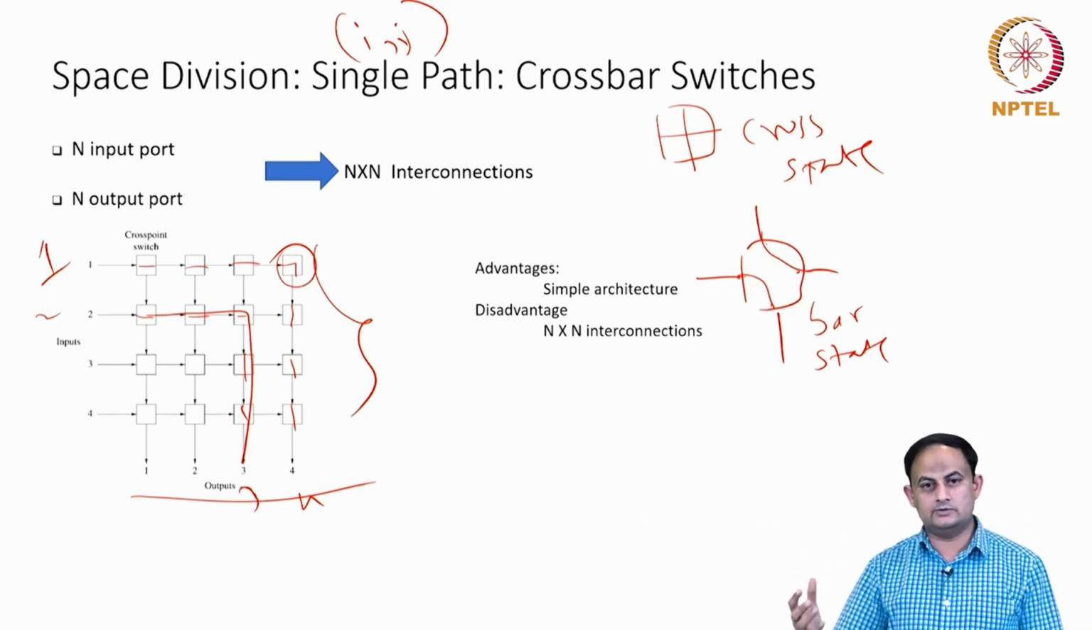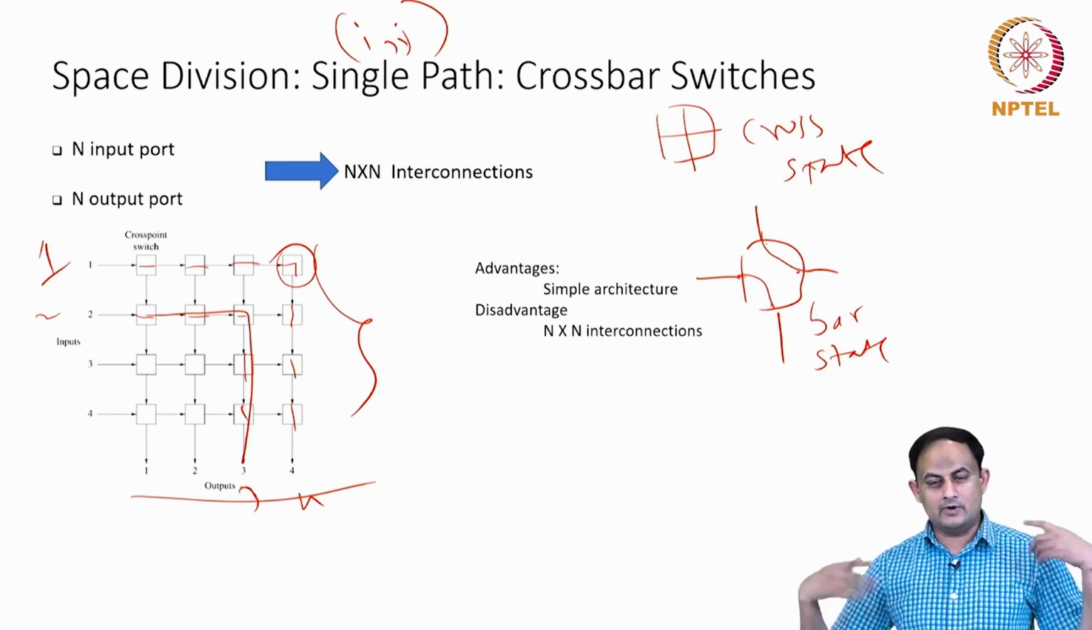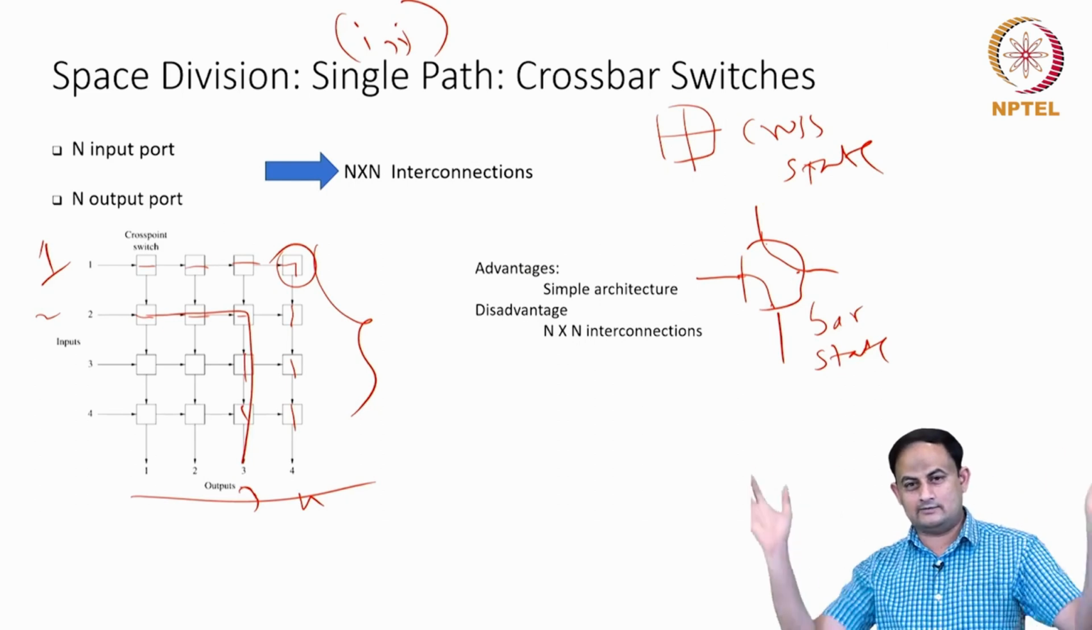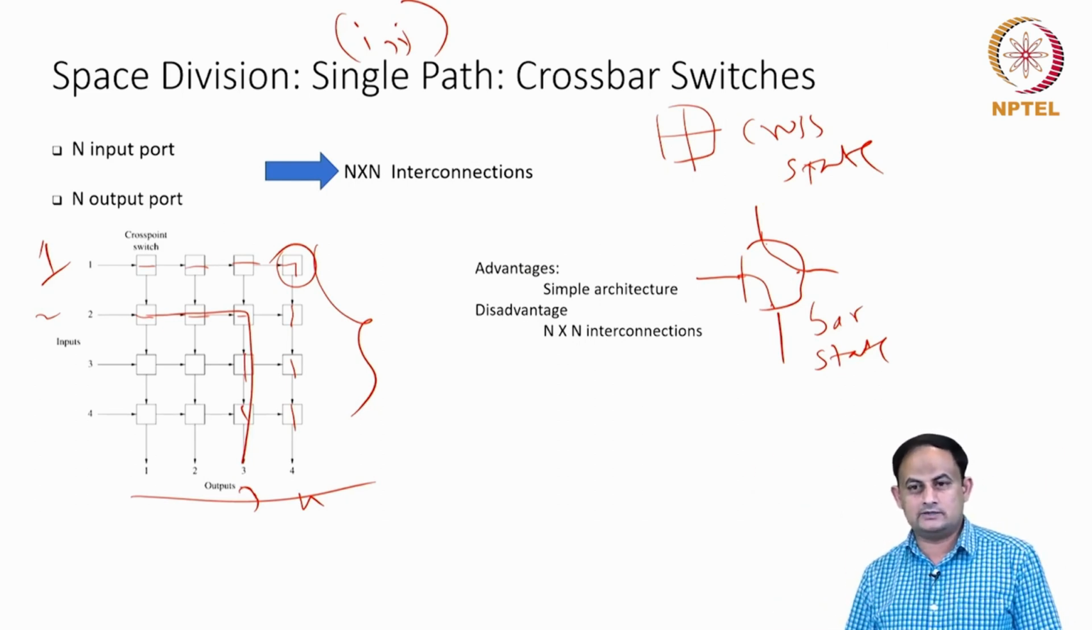As the size grows, your overall switch or router size will increase. It requires larger space, cooling equipment, and other things come into the picture. So that is one major disadvantage why this crossbar switch is actually not used in practice.